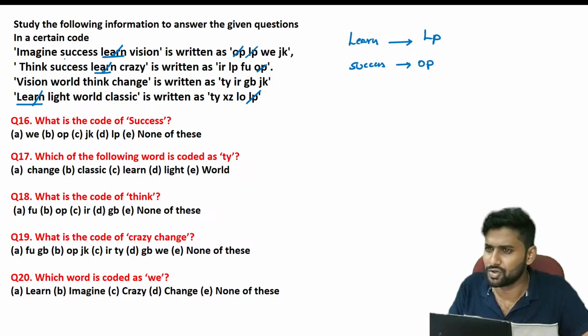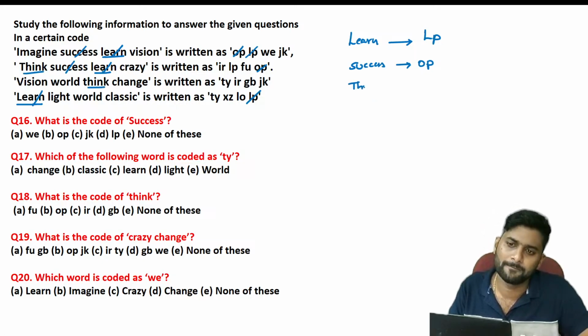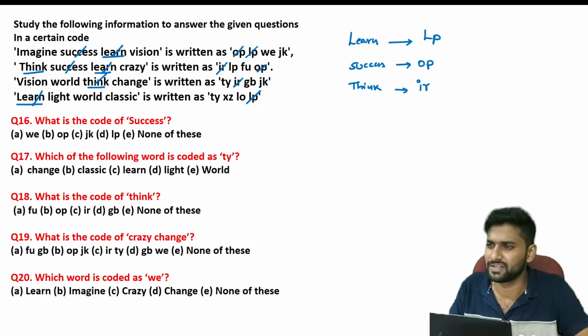Now you can see we are done with success also. Next one, we have think. What is the code language for think? Identify that. So what is the repeated one here? IR. Think code language is IR. We are done with think too.